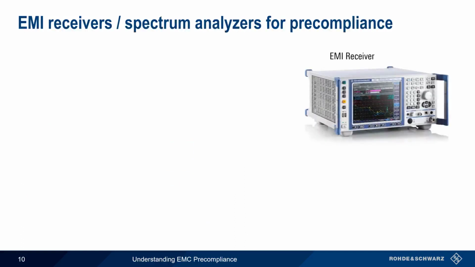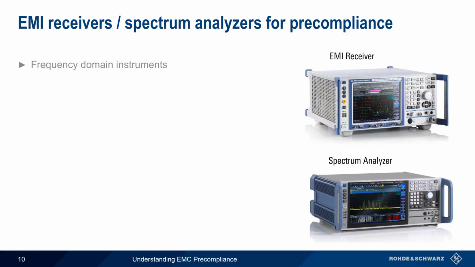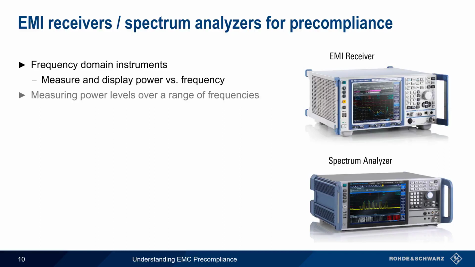Both EMI receivers and spectrum analyzers are frequency domain instruments. That is, they measure and display power as a function of frequency. Recall that EMI testing involves measuring conducted or radiated power levels over a range of frequencies defined by a standard. Passing an EMI test, therefore, means having these values fall below a defined limit line, something we'll talk about in a few slides.